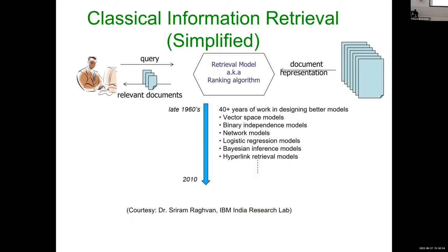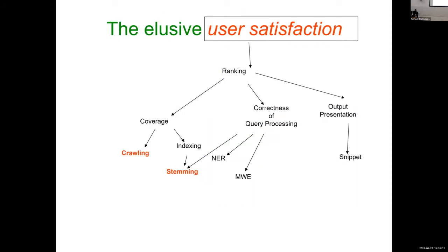Pseudo-relevance feedback is a kind of query expansion technique. The information seeker presents a query to the search engine, and relevant documents come out from the search engine. So what is important is the ranking. The relevant document should really be high up in the list of retrievals. Now, ranking itself is a function of the coverage of the information, the correctness of the query processing, and output presentation. In coverage, crawling and stemming play an important role, whereas correctness of query processing is a function of stemming, named entity recognition, and multi-word extraction.